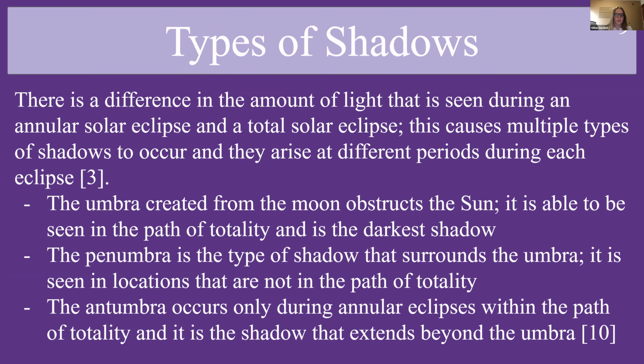As we established, these two solar eclipses create different amounts of light, and because of this, we can observe different shadows created by them. There are 3 specific shadows that are created during these eclipses. These shadows will be discussed with their respective solar eclipse.